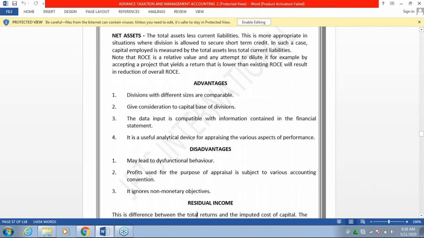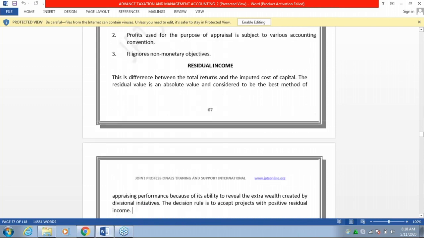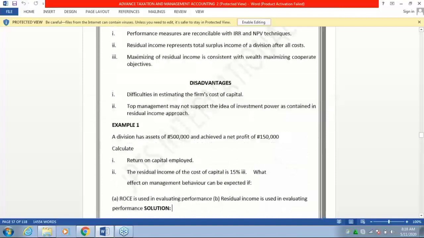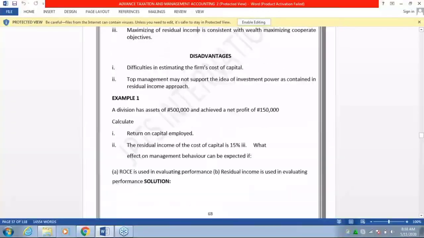Yes, it has disadvantages. It may lead to dysfunctional behavior. The profit used for the purpose of appraisal is subject to the various accounting conventions. Then it also ignores non-monetary objectives. So that is that.